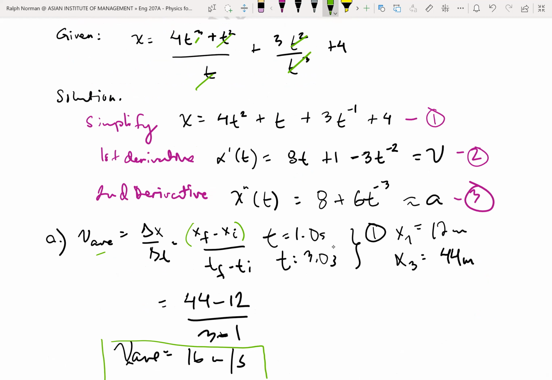In this case, we're given a time 1 second and 3 seconds, but we don't have x. However, we're given the equation. So all you have to do here is to get yung final mo and yung initial displacement is to substitute these guys sa equation 1 mo. And I believe you would get 44 and 12 meters respectively. And from there, you substitute and you will get 16 meters per second.